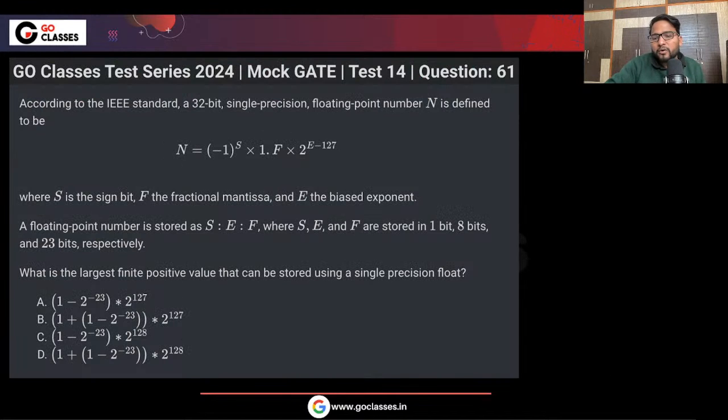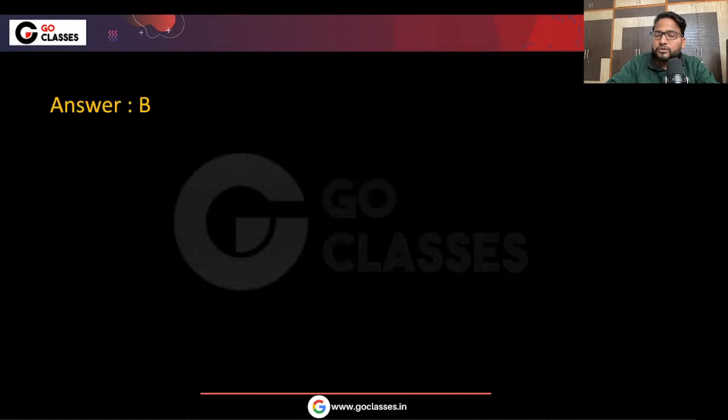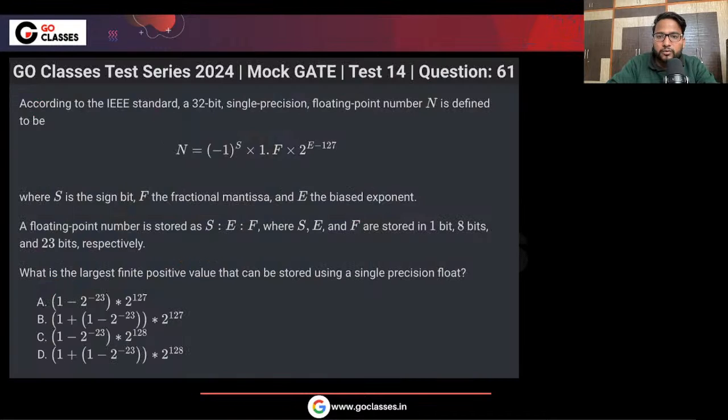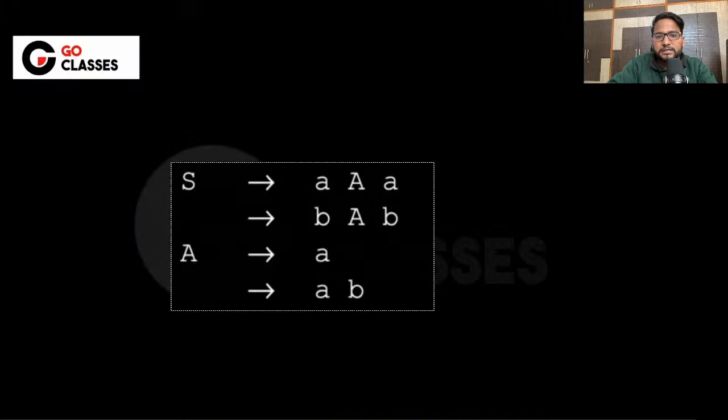For this particular question, I think the detailed explanation is already there on GATE Overflow. This is question number 61, and the detailed explanation has already been put by one of the students. So let me just put the screenshot here. This is an easy question if you have covered floating point nicely.